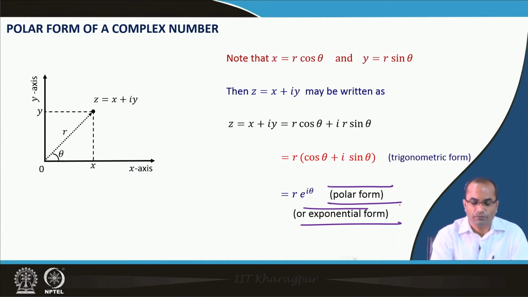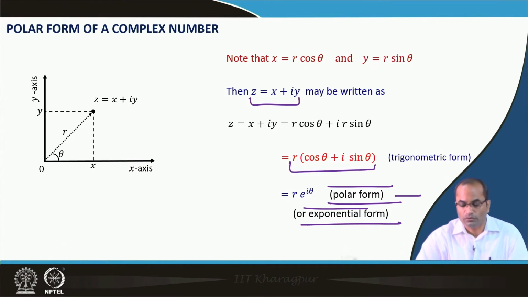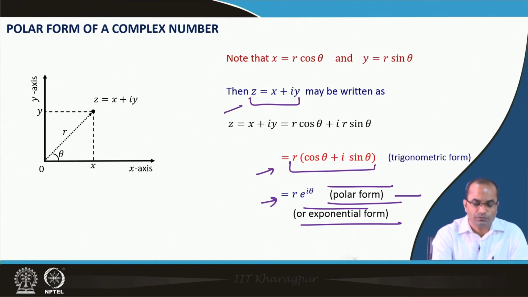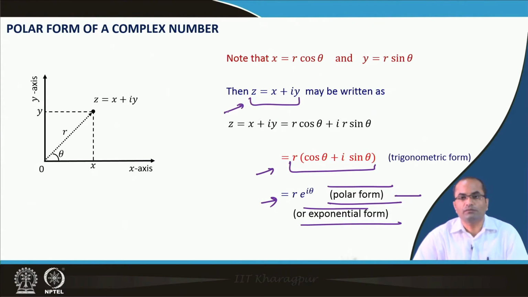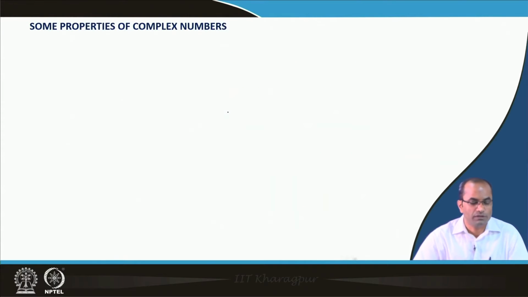So, we have three forms: the standard one, z is equal to x plus i y in Cartesian coordinates; the trigonometric form, r into cos theta plus i sin theta; and then the polar or exponential form, r e power i theta. Okay, so now we are familiar with the polar form of a complex number, the modulus, and the argument. So, we can go through some properties of complex numbers which will be used later.